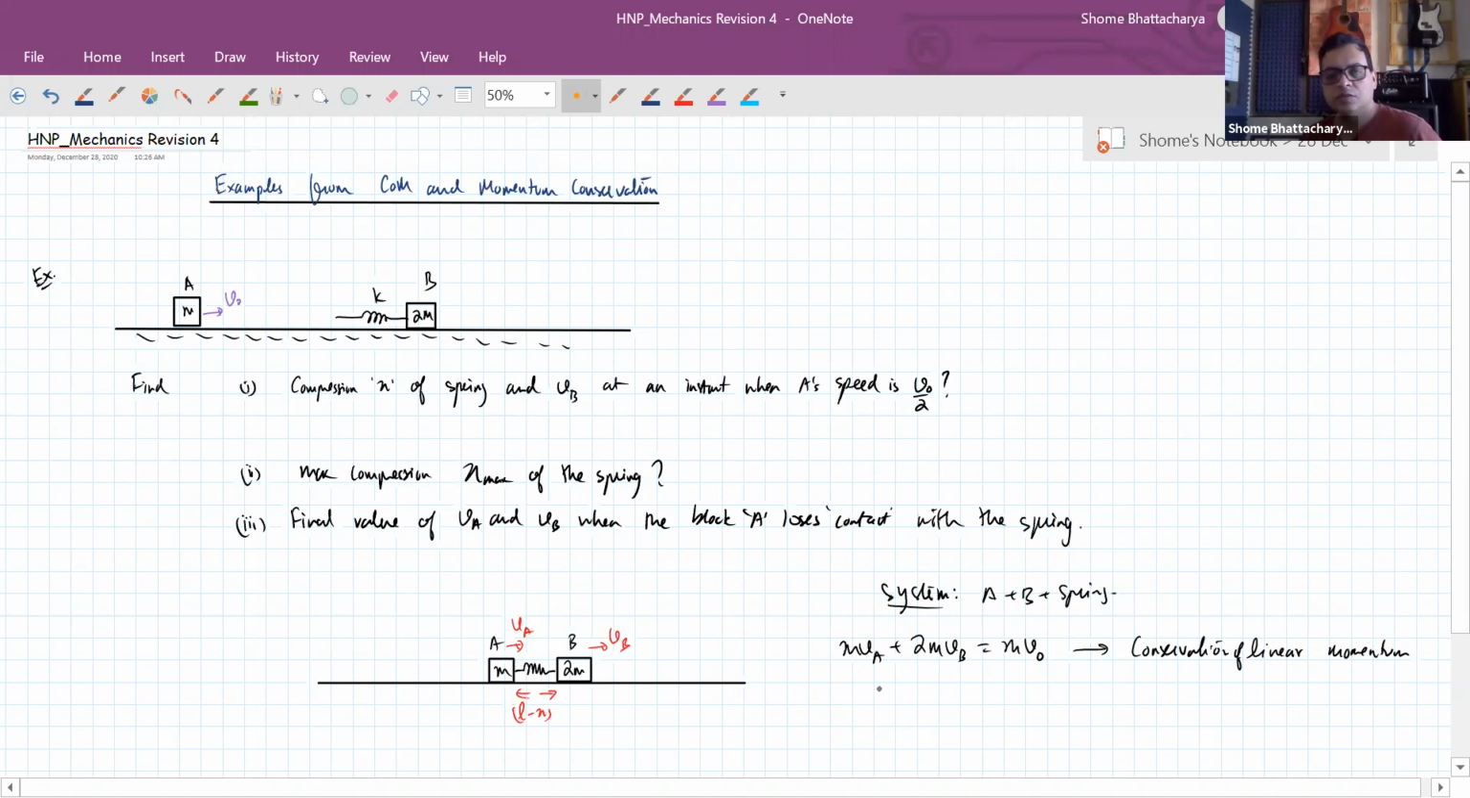And then, of course, kinetic energy of this one plus kinetic energy of this one plus the elastic potential energy of the spring is equal to the initial kinetic energy of this block. So this is conservation of mechanical energy for the system. Okay, so these are two universal equations we can use at any instant of time. Now we have to adapt these equations to the specific conditions of part 1, 2, and 3.